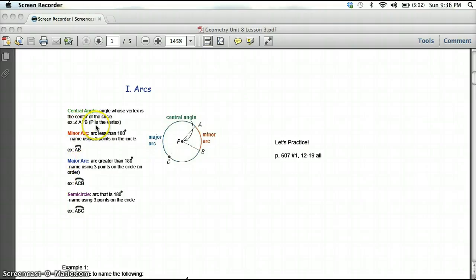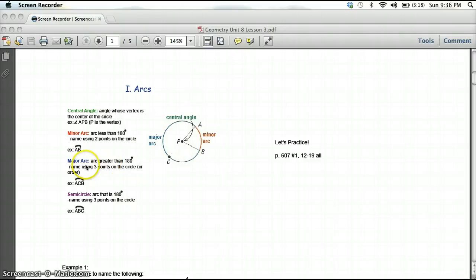Now, a central angle is an angle whose vertex is the center of the circle. So for an example, we have APB, with P being your central angle. Now, AB is your minor arc. Your minor arc is less than 180 degrees. So AB is smaller than 180 degrees, and 180 degrees on a circle is half a circle because an entire circle is 360 degrees. So AB is your minor arc.